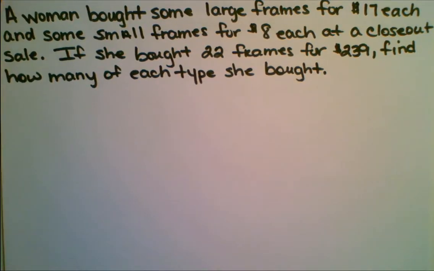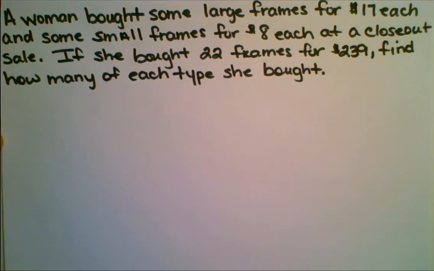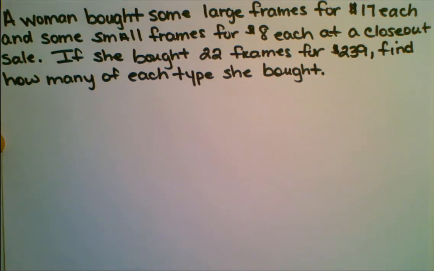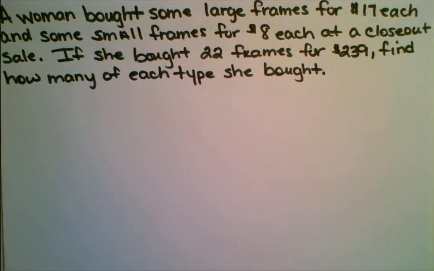All right, so our next problem here, we have a woman bought some large frames for $17 each and some small frames for $8 each at a closeout sale. If she bought 22 frames for $239, find how many of each type she bought.